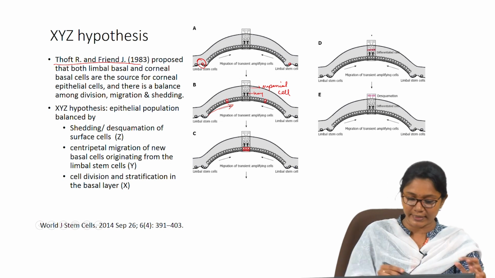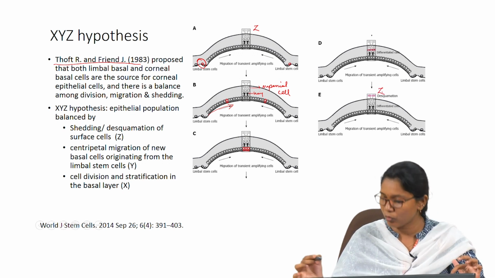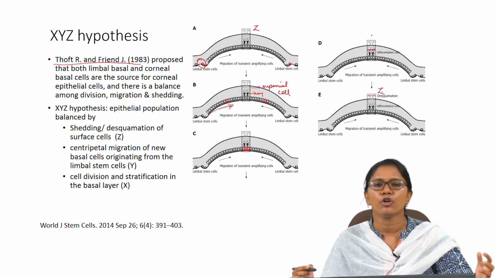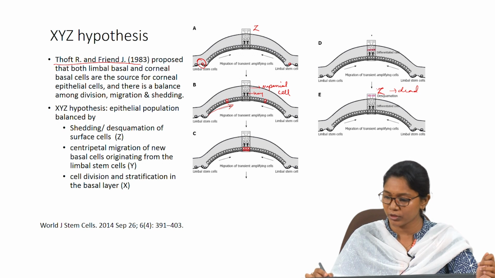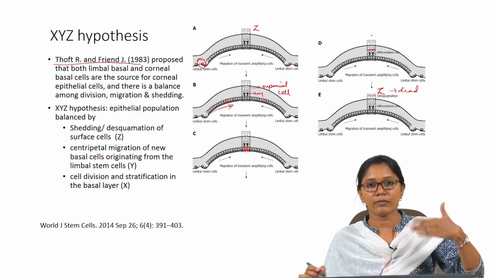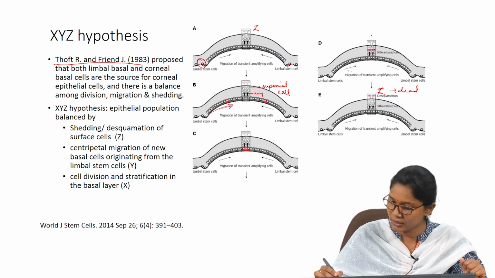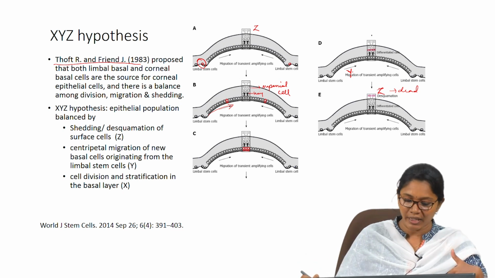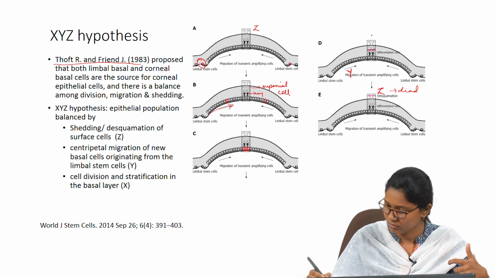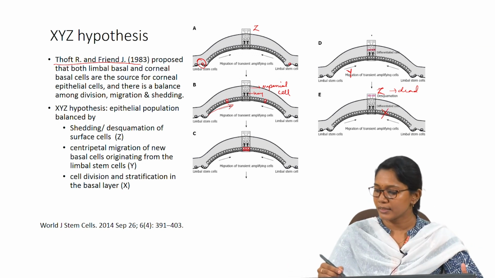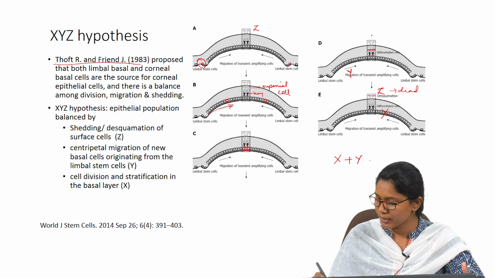So, what is this XYZ theory? The Z is the shedding, that is when the cells are worn out, with tissue damage or by age, they become dead cells. So, that is desquamation, the rate at which the cells are worn out. Then we have the centripetal migration, which is termed Y, and then we have the cell division or the stratification, that is X. All these three are combined for this to happen. So, X plus Y is equal to Z.